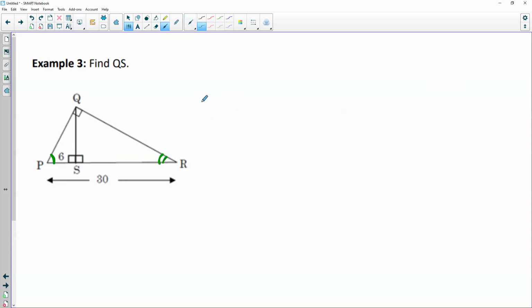So from there, what we're going to do is separate out all three triangles. So here's the large triangle, where this is triangle PQR, with the right angle here at Q. We marked the angle P with one ring and angle R with two rings.